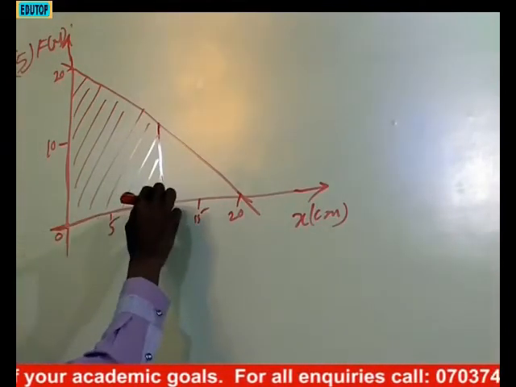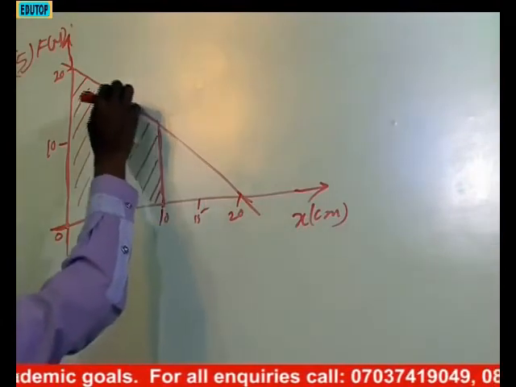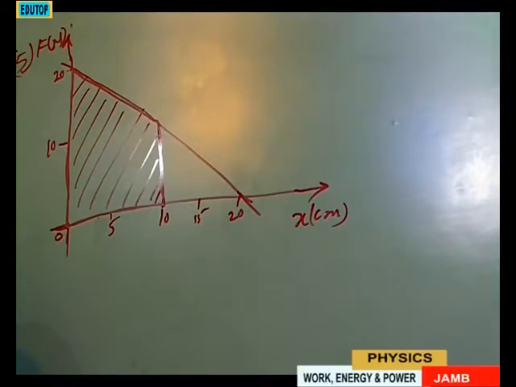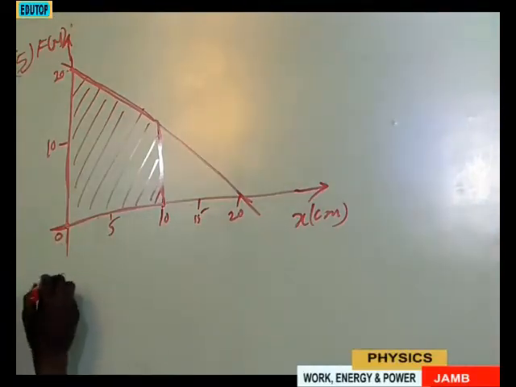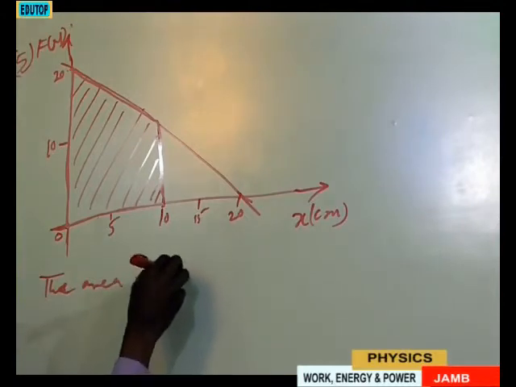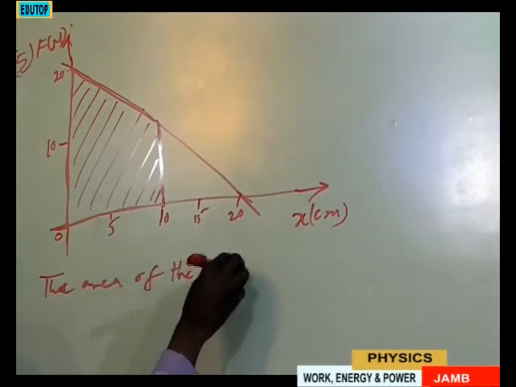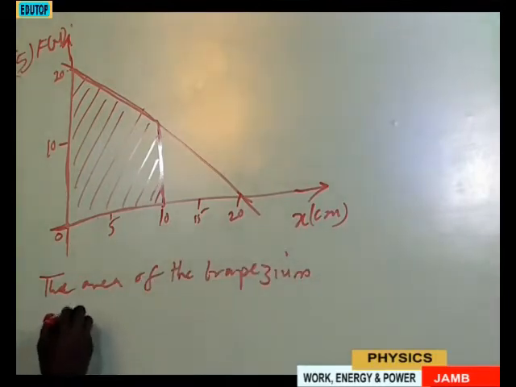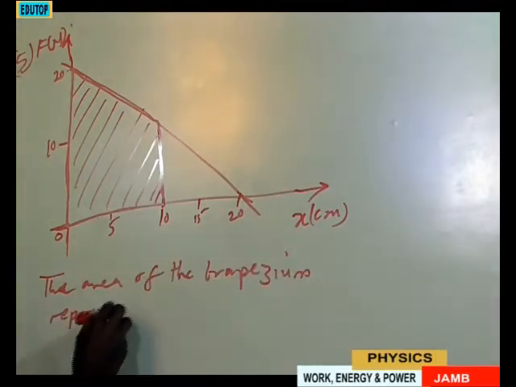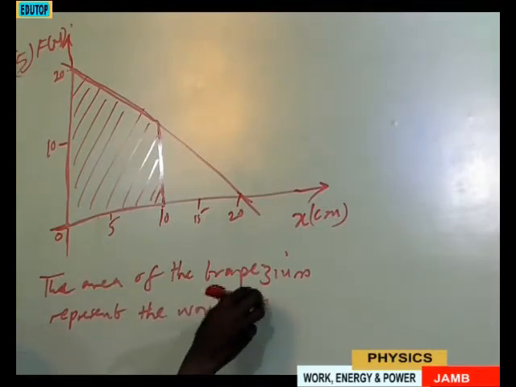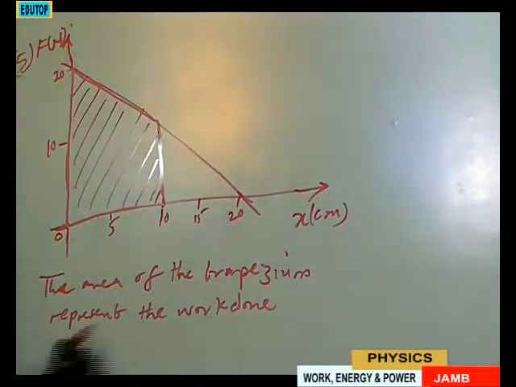shape, it represents something, and that is a trapezium. The area of the trapezium represents the work done. That is the brain behind that. And what is the area of the trapezium?